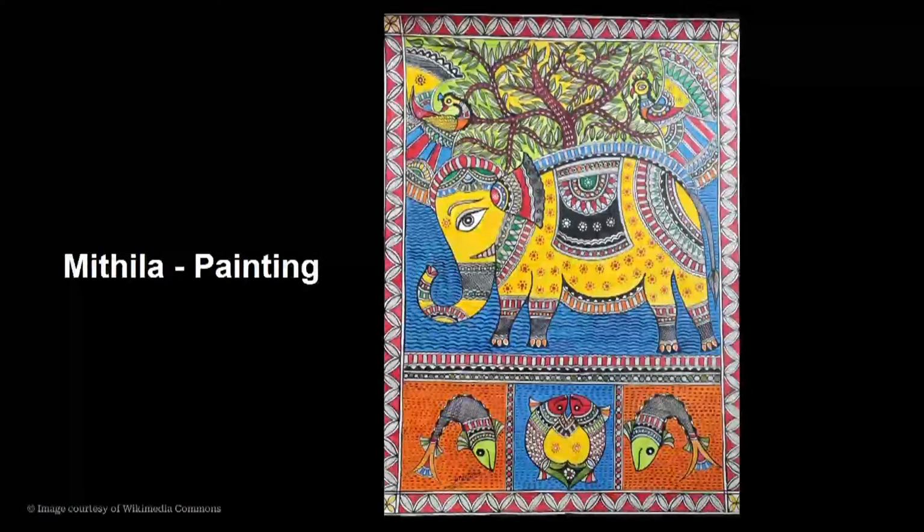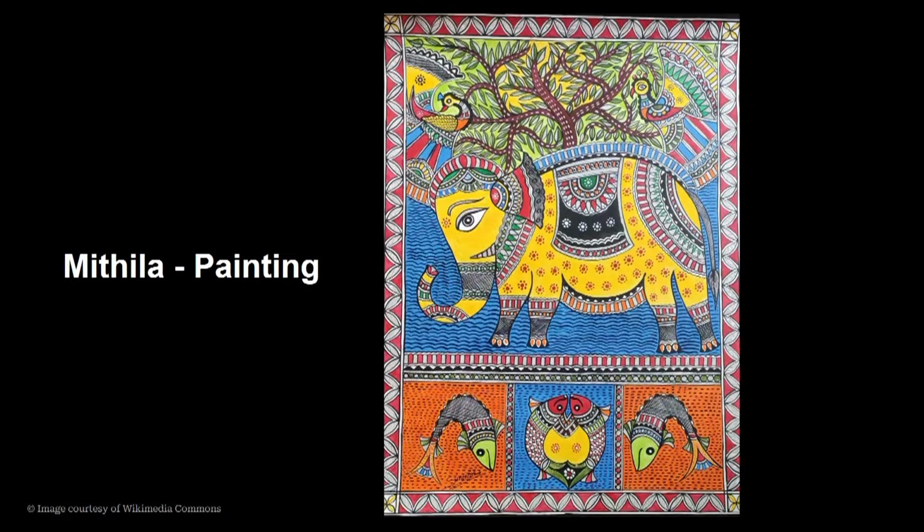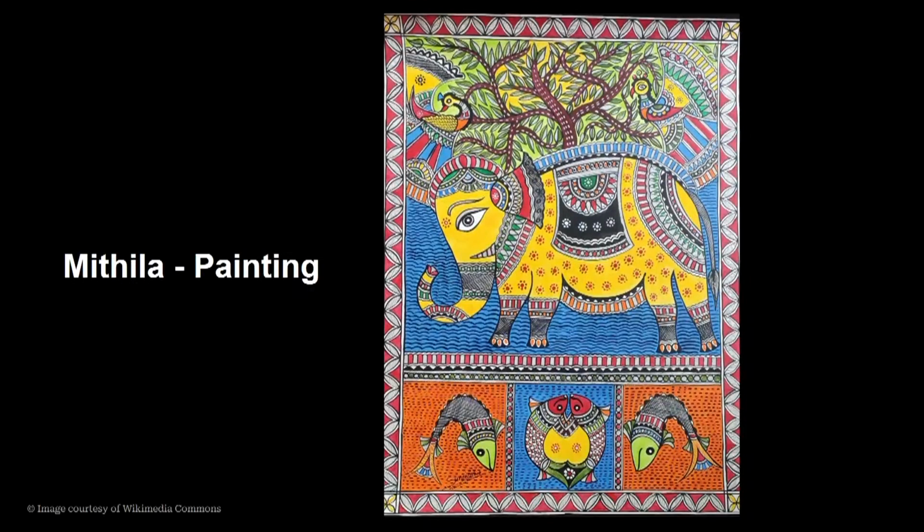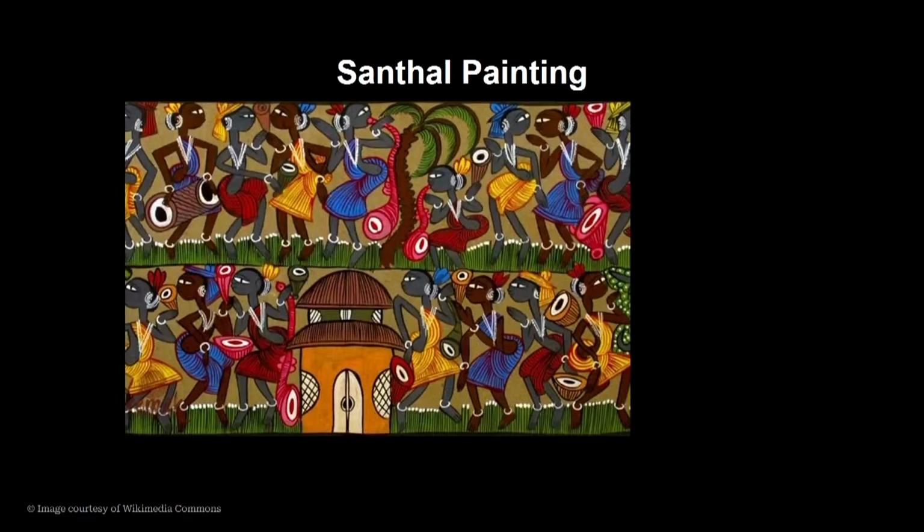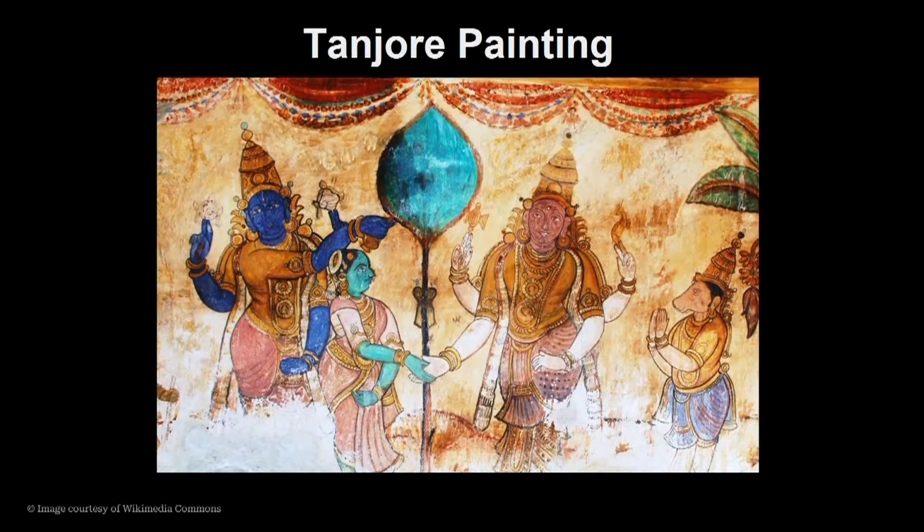Here is one of the examples from Mithila. These paintings have very vibrant colors. You can see the richness in its form and composition. You see here another example of Santal painting, also called Pattachitra from Bengal. Here is another example of a folk art form, Tanjore painting.